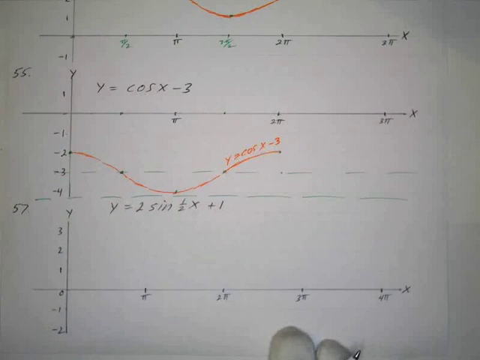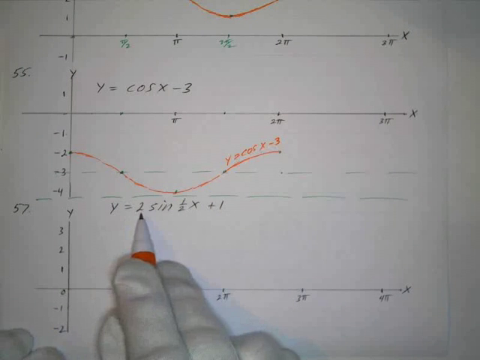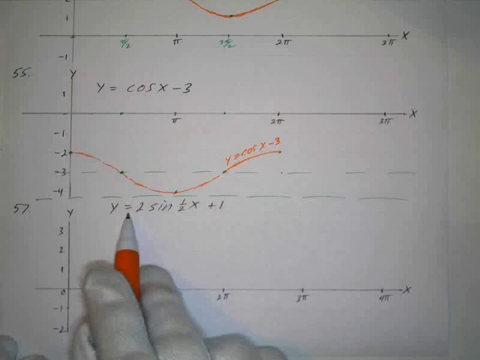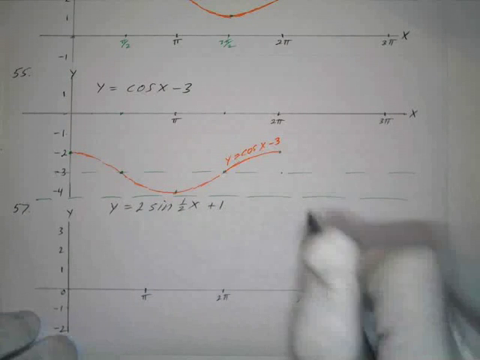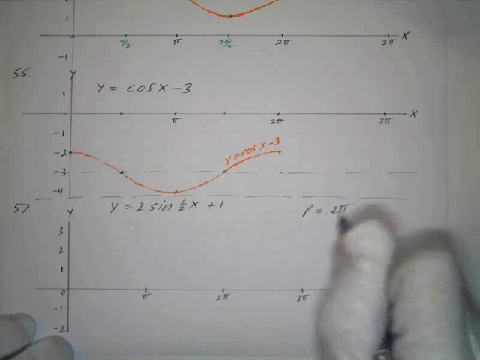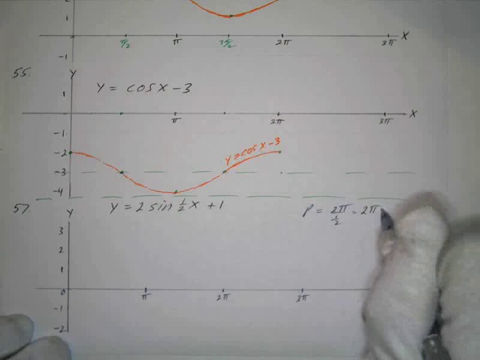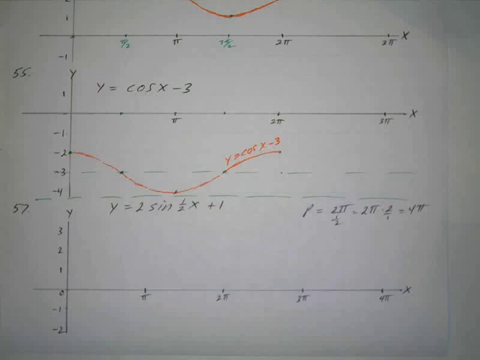And then the last one here, y equals, this is going to be a sine shift. This would be a vertical shift of 1. So I have a new axis here. And I've got an amplitude of 2. An amplitude of 2, and what's my period going to be? Okay, my period, remember period equals 2 pi over b, so that's going to be 2 pi over 1/2, which is the same thing, invert and multiply, as 2 pi times 2 over 1, which is 4 pi. So my period is 4 pi.